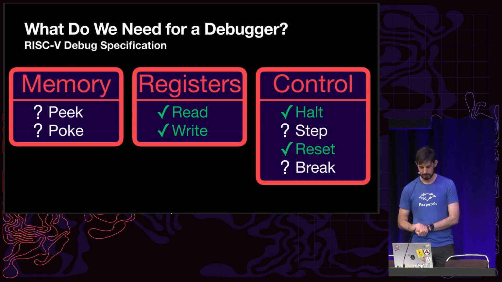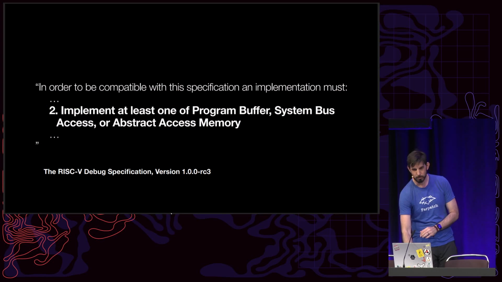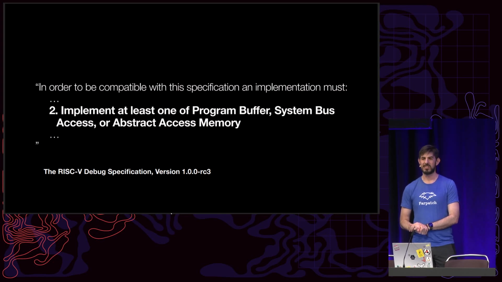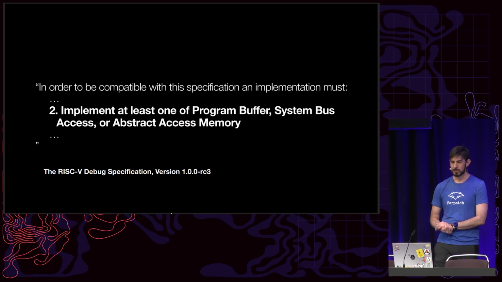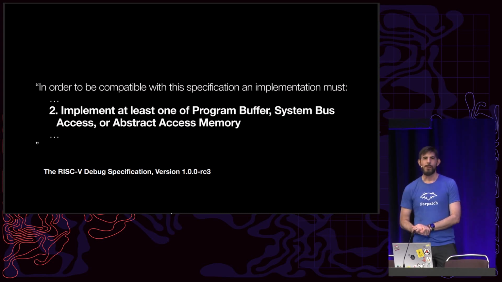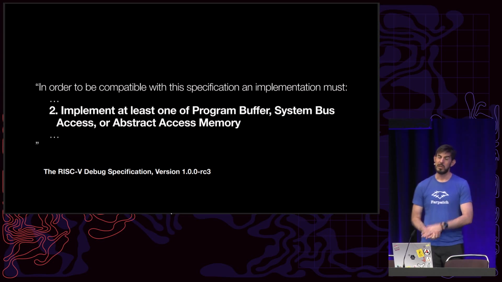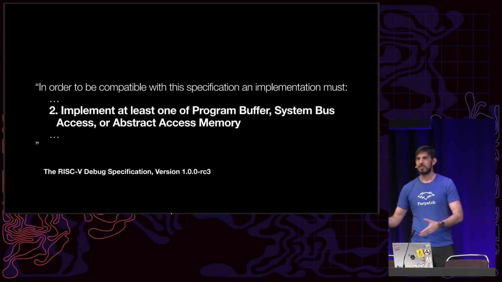Let's look at memory. Well, this is where things get a bit weird, because there's this line in the manual that says, in order to be compatible with this specification, an implementation must implement at least one of program buffer, system bus access, or abstract access memory, which means now we have a choose your own adventure. So as the person implementing the CPU, you get to pick which one of these you want to implement. But us, as the people implementing a debugger, we have to implement all 3 if we want to be able to work with every device. So the designer gets to choose, the debug author has to do all of them. So let's go through these one by one.